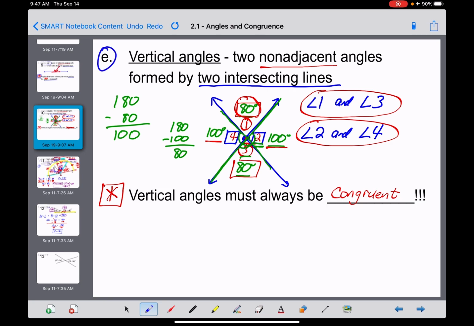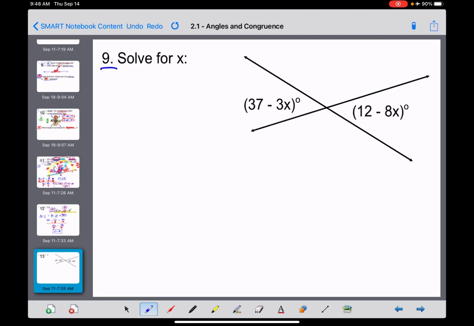Vertical angles, I think, are what we're dealing with here, guys. Two non-adjacent angles formed by two intersecting lines. And I believe that's what's going on here. Two intersecting lines, and we've got one angle here on the left. Now, this angle is adjacent to that 37 minus 3x.